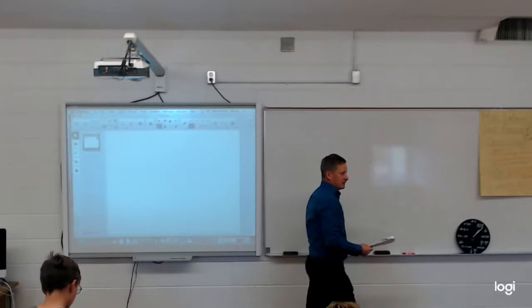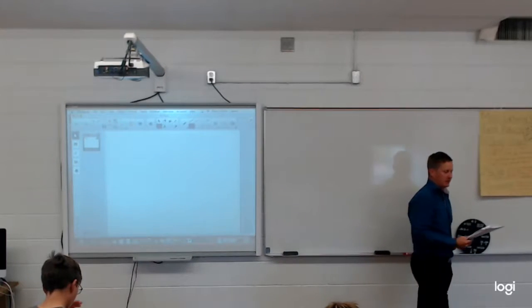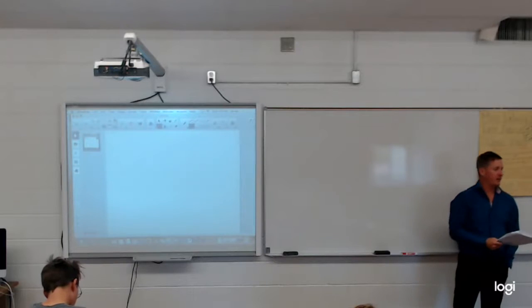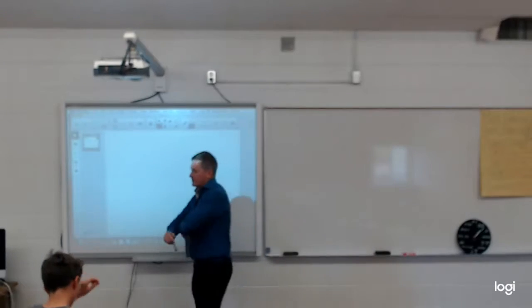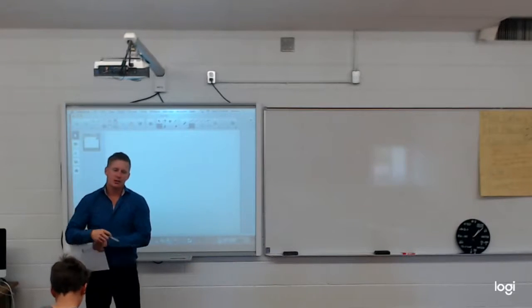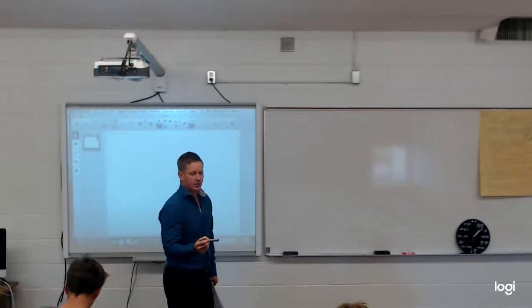35, so 14 divided by what, Chloe, gives me 2? 7. 35 divided by 7 is? 5, good work. Okay, so up to this point you have been changing metric units to metric units.